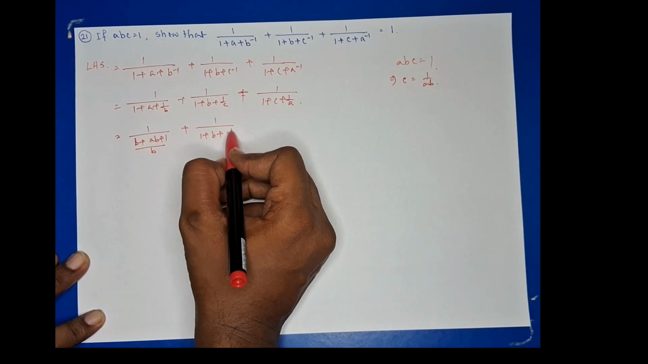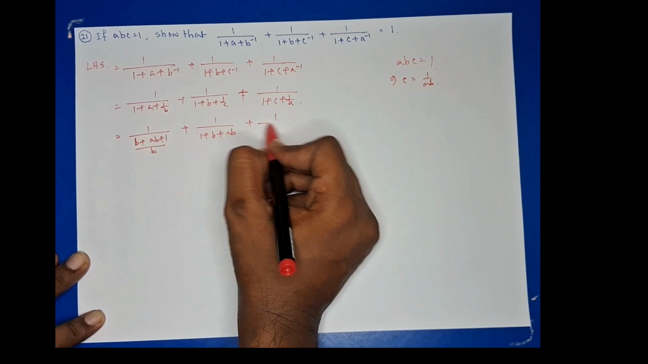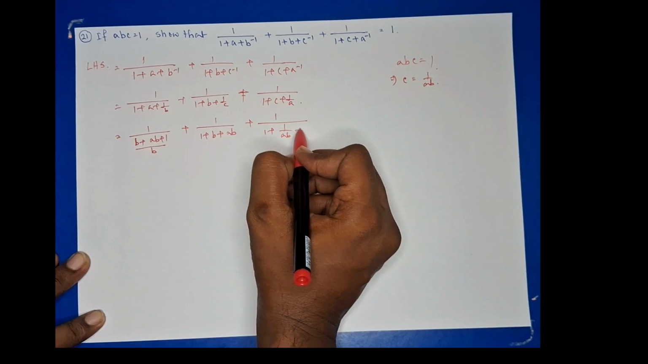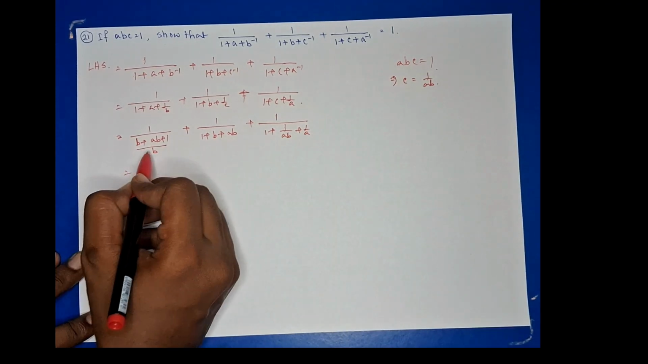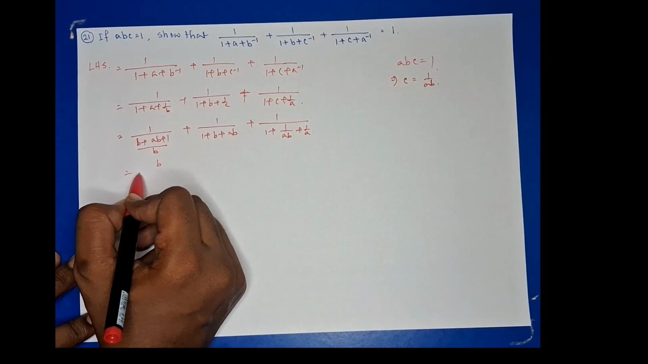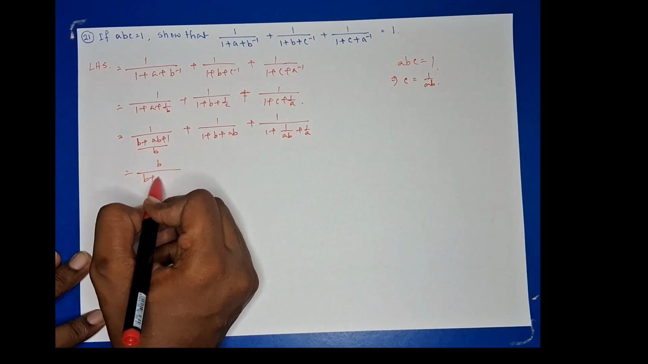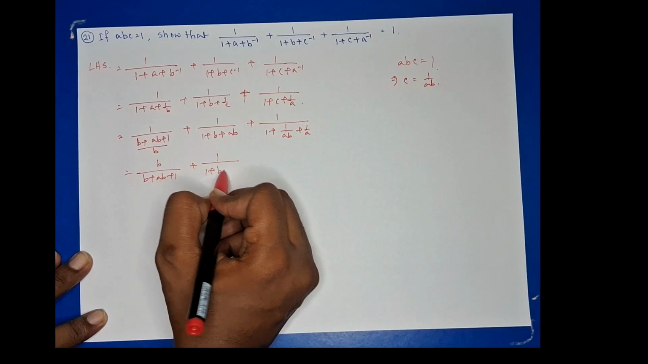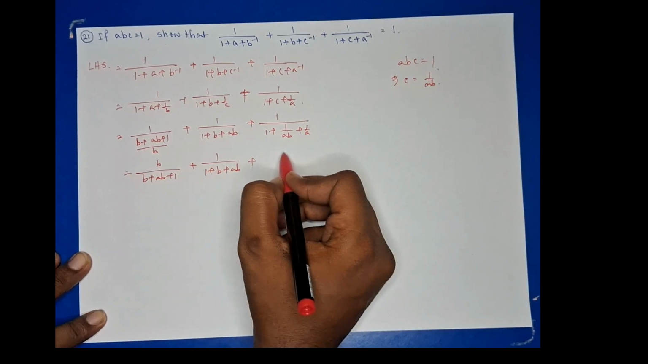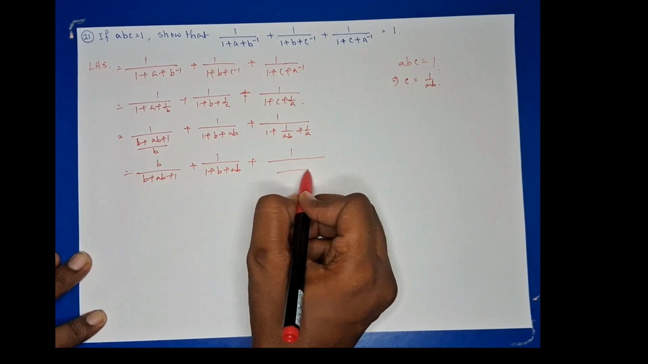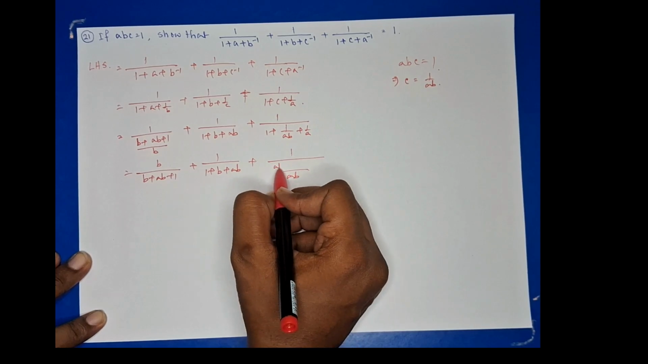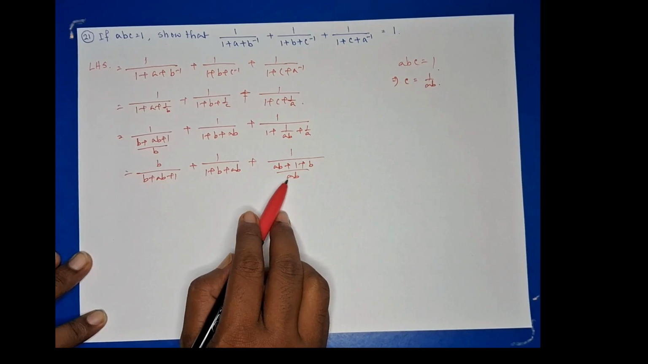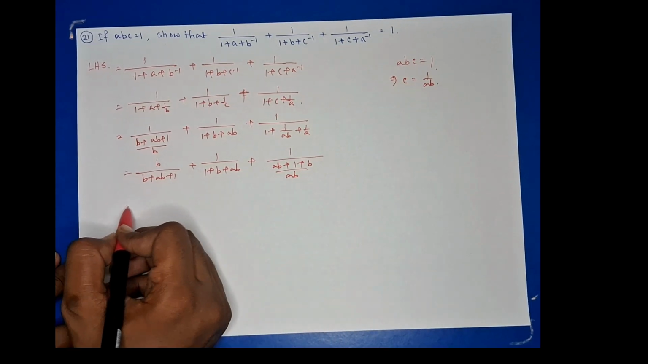That means 1 by c is equal to ab plus 1 plus, instead of c I am writing ab plus 1 by a. This b will go to the numerator, right? So b plus ab plus 1 plus 1 by 1 plus b plus ab, can I write it as ab? Then this will be ab plus 1 plus b. Am I writing it correctly? I think I am writing.